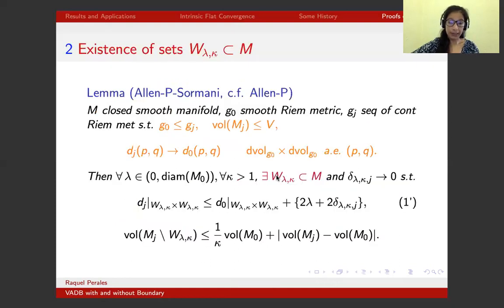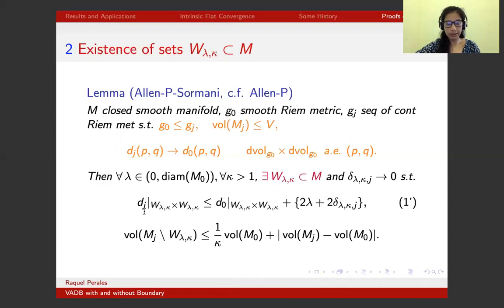So this is a lemma that was proven by Allen, myself, and Sormani, and that we rewrote, Allen and myself, for manifolds with boundary. And it says the following. If you have almost everywhere convergence of the distance functions, so the d_j converge to d_0 pointwise almost everywhere, then there exists a set W_{lambda,kappa} containing M that satisfies the conditions that we want.